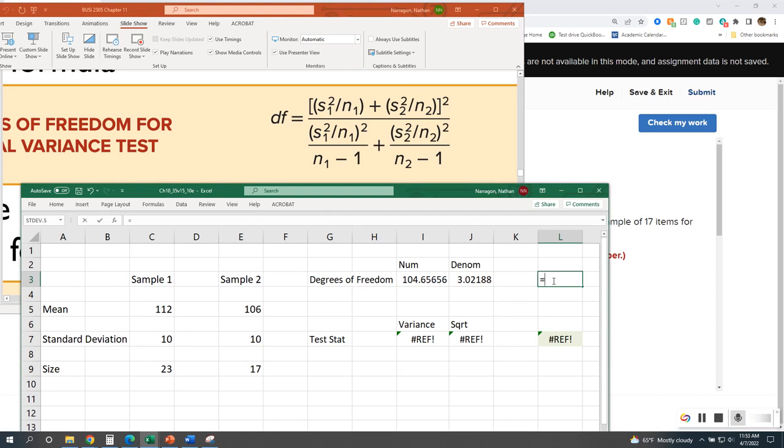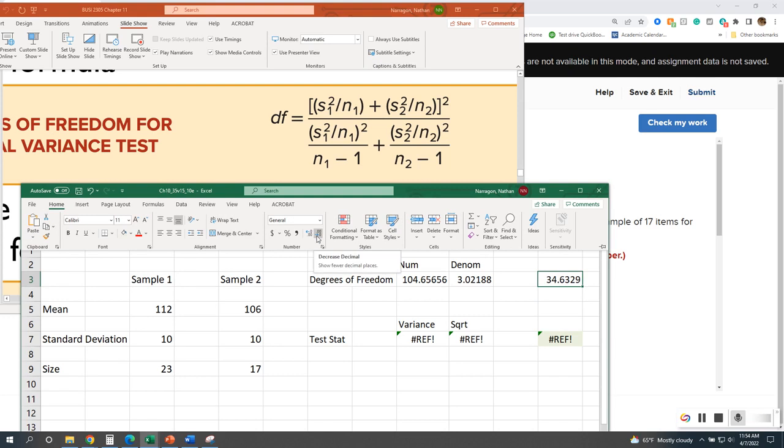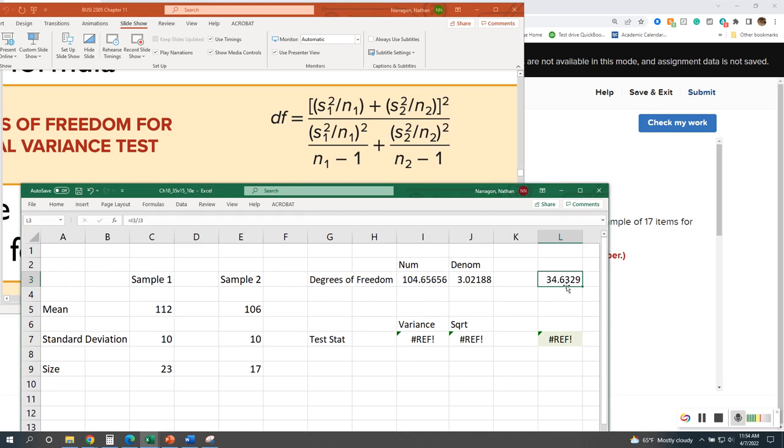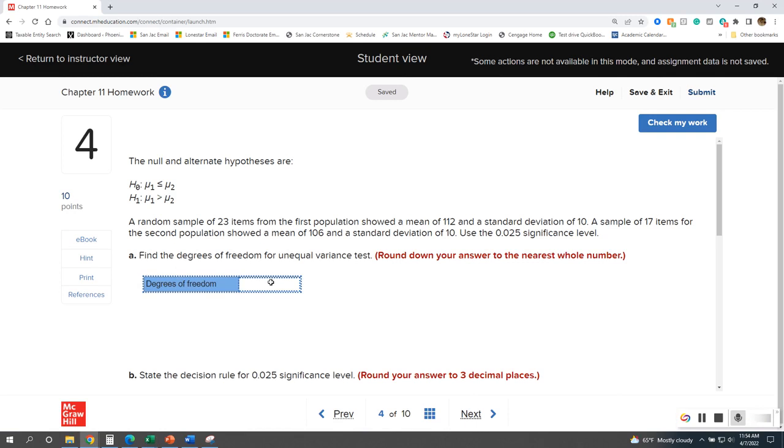Alright, so this is going to equal our numerator divided by our denominator. So our degrees of freedom, and this is always going to round down, so always remember it's just going to be the whole number. But we're not going to do what we've done with the decimal places, because then it will automatically round up. So we're just going to keep it like this, and just remember it's going to be 34. Alright, fun stuff. Now the formula is built in though, so let's go ahead and make sure that is 34.